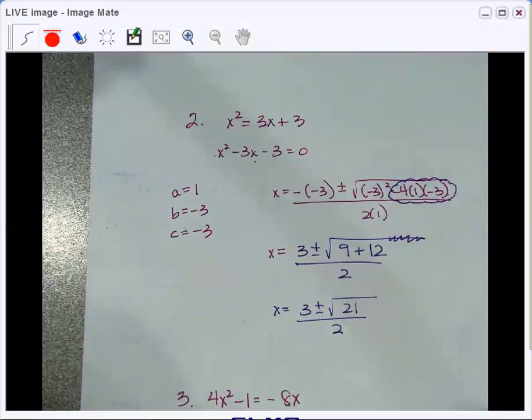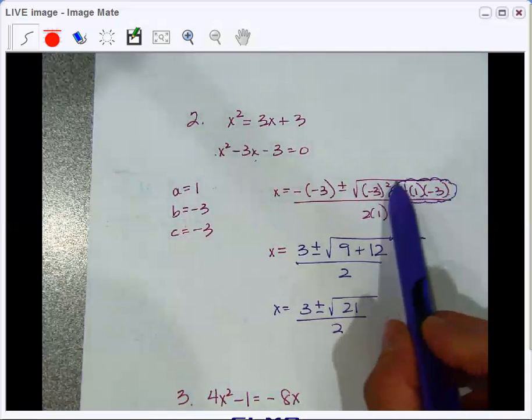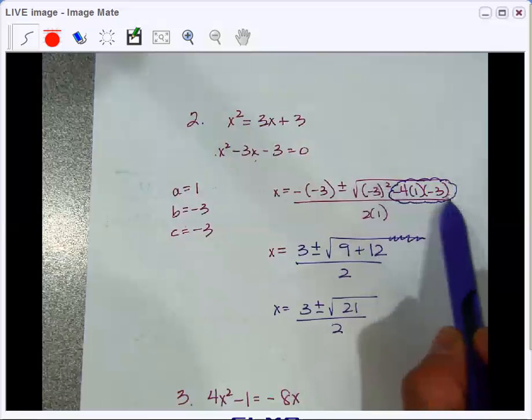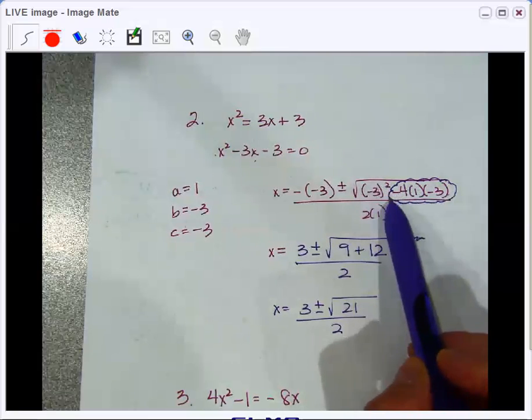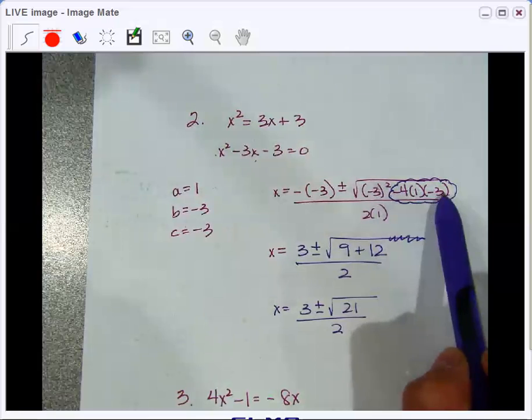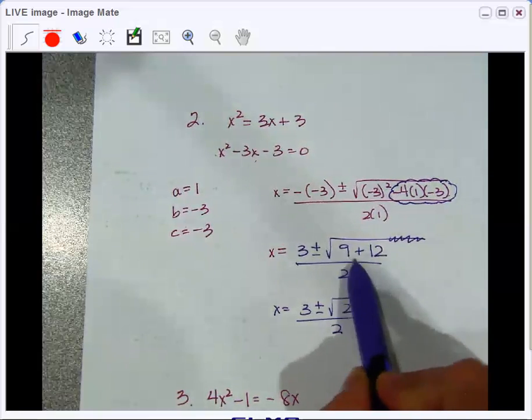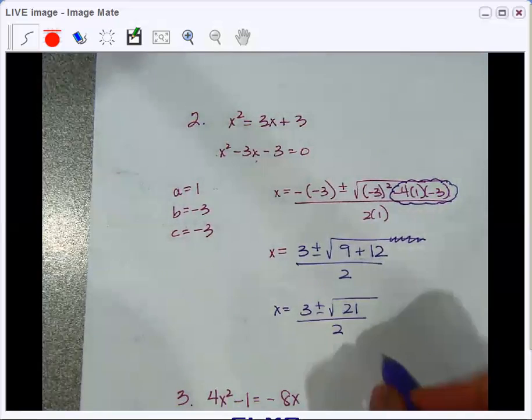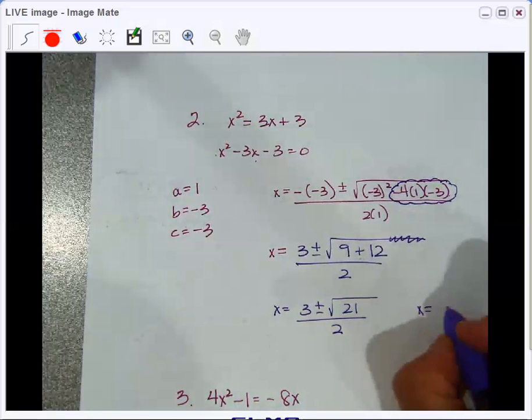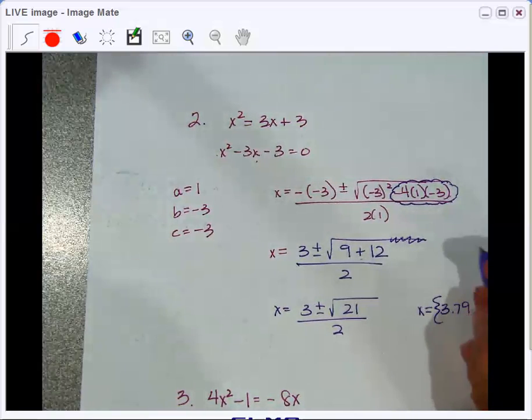Yeah, I did get 12, but I had it as negative 12. This is, like I said, the most common place for error right there. So take everything all the way up to the squared and then put that in your calculator. So this ends up being a positive 12, so there's my positive 12. So you should get 3.79 and negative 0.79.